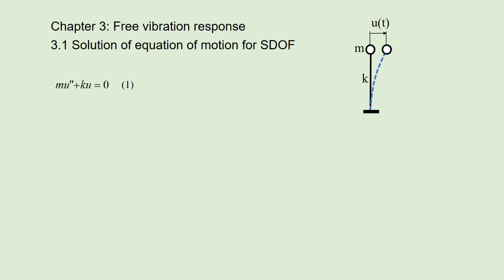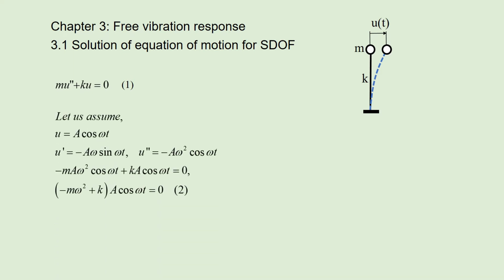Let us solve the equation of motion for the SDOF system, equation 1, which does not include the damping and external force. This is a differential equation of u(t), which can be solved by assuming u as A cosine omega t. A and omega are constant values. Putting the assumed u into equation 1, we get equation 2.